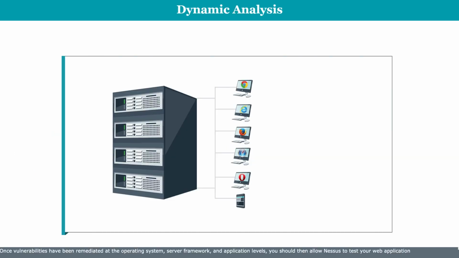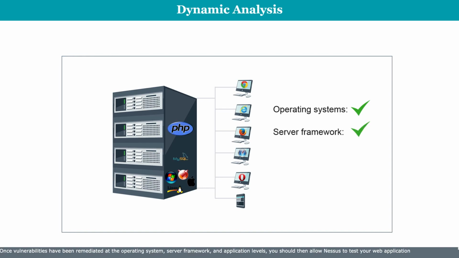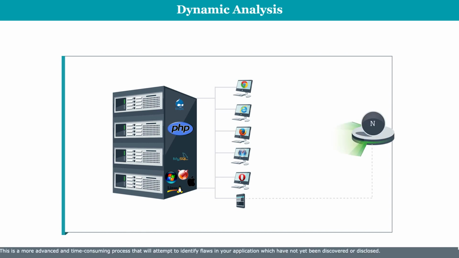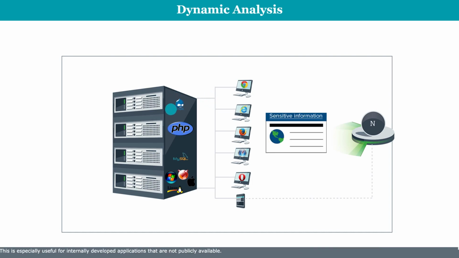Once vulnerabilities have been remediated at the operating system, server framework, and application levels, you should then allow Nessus to test your web application using a dynamic analysis technique, or fuzzing. This is a more advanced and time-consuming process that will attempt to identify flaws in your application which have not yet been discovered or disclosed. This is especially useful for internally developed applications that are not publicly available. These internal applications present a potential risk and may host sensitive information or provide a path to further compromise in your environment.